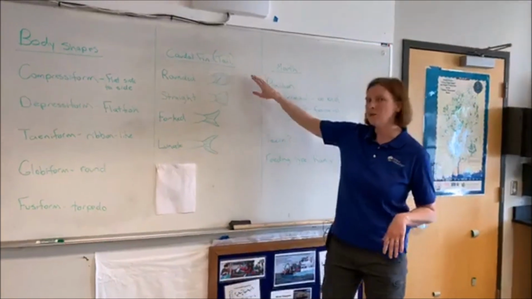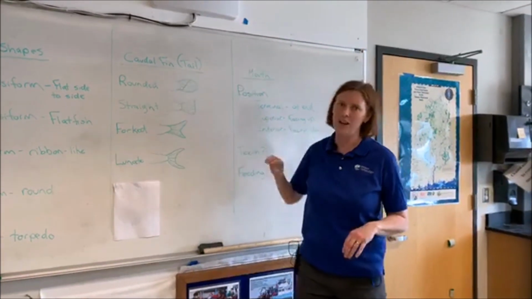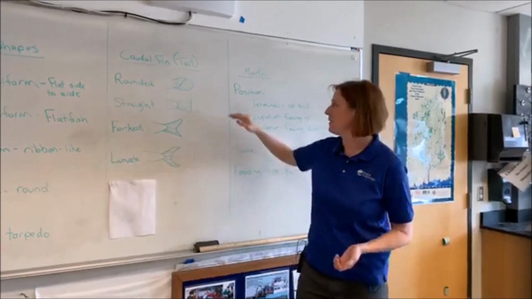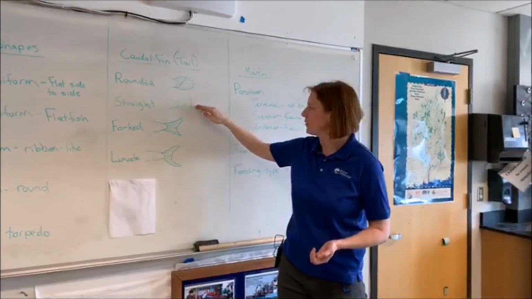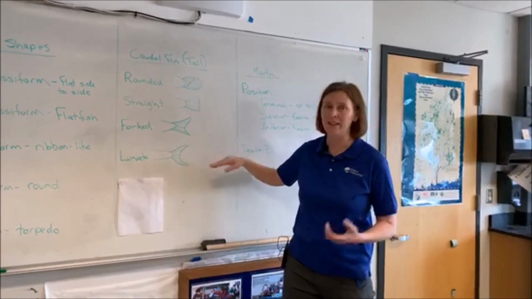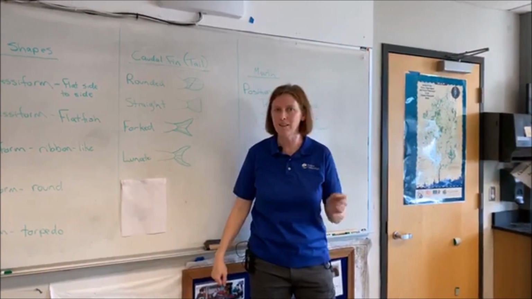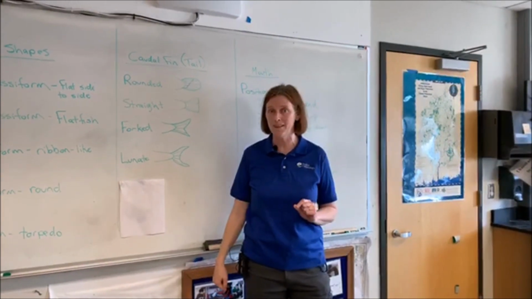The next major feature we're going to talk about is the tail, or the caudal fin shape. Also a lot of variability. They can be round, they can be straight in the back, they can be forked, or they can be what we call lunate, which is like an extreme sort of fork. Again, how do you think that affects the ability of the fish to swim?